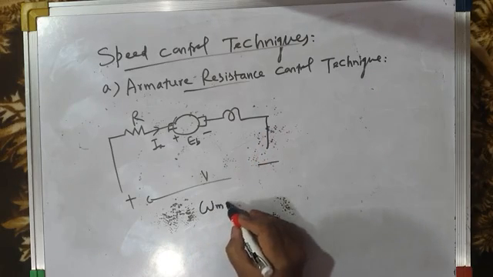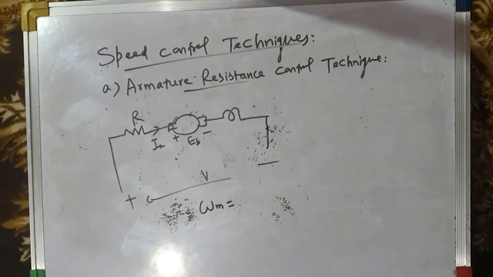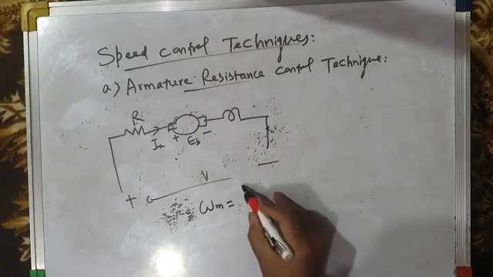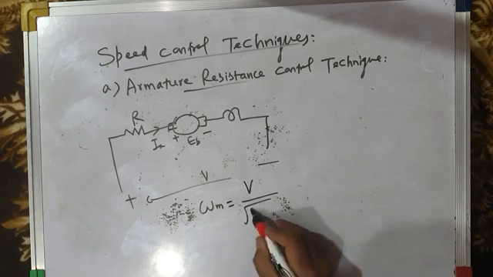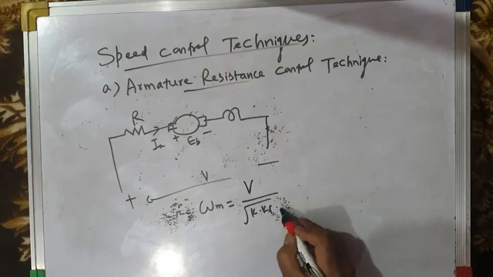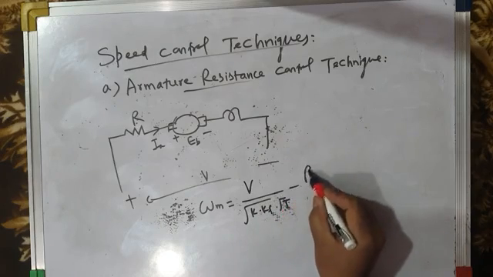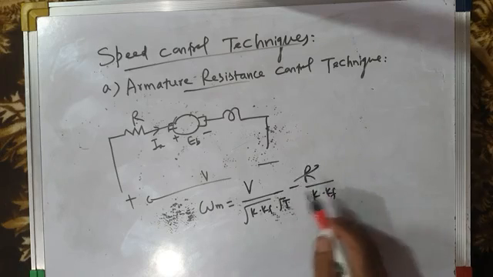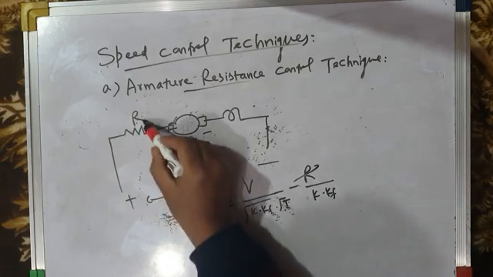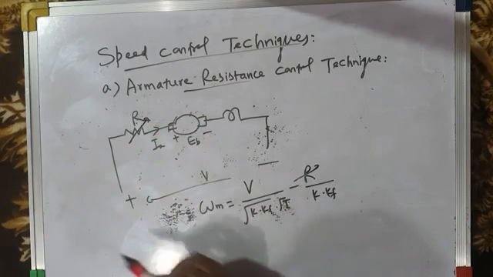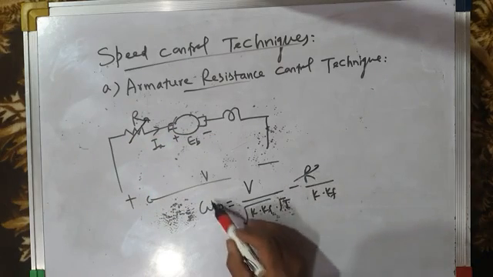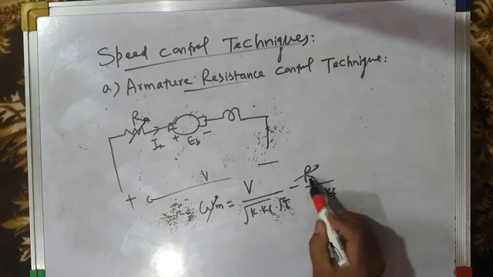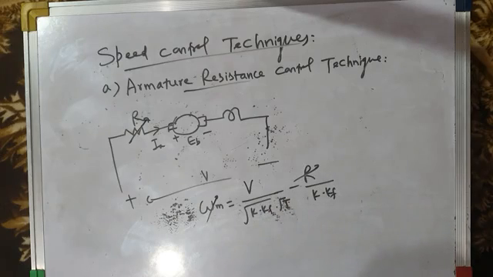because just few moments back we have derived the expression for speed of DC motor. What is the speed of DC motor? It is V divided by under root of K into KF into under root of T minus R divided by K into KF. So when you change R by putting a variable or controllable external resistance, the speed also gets controlled.